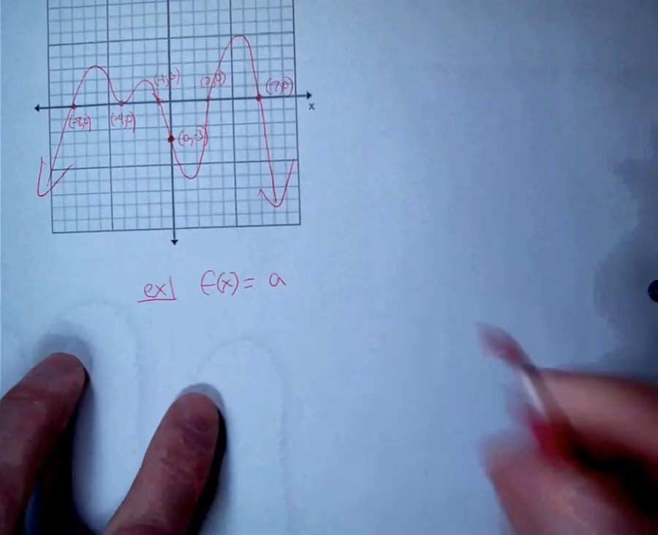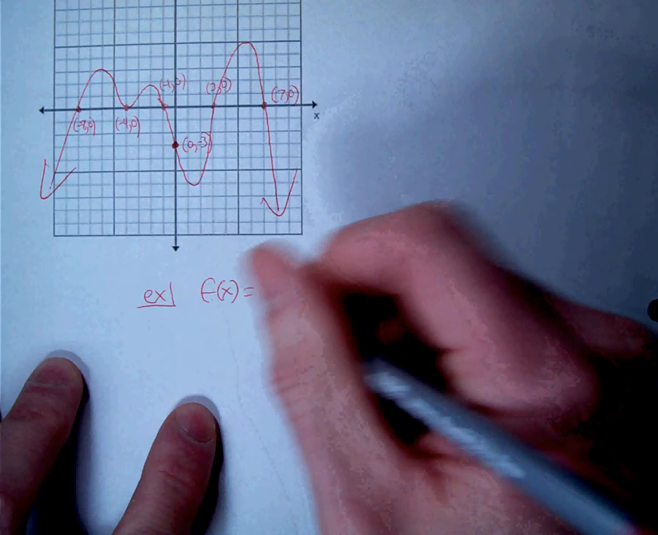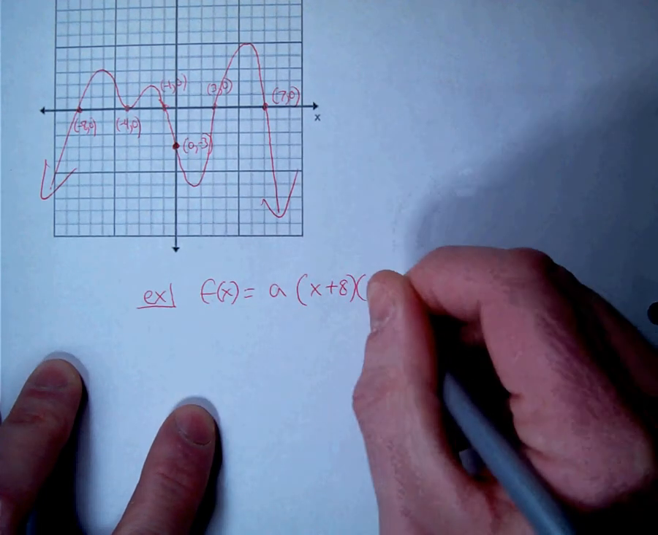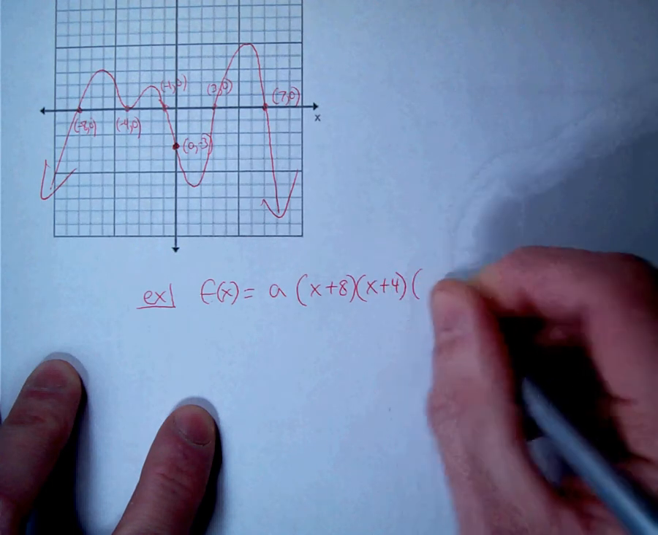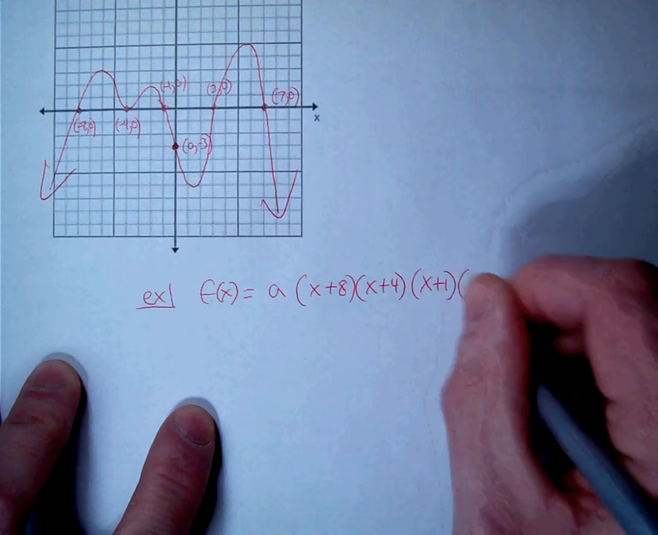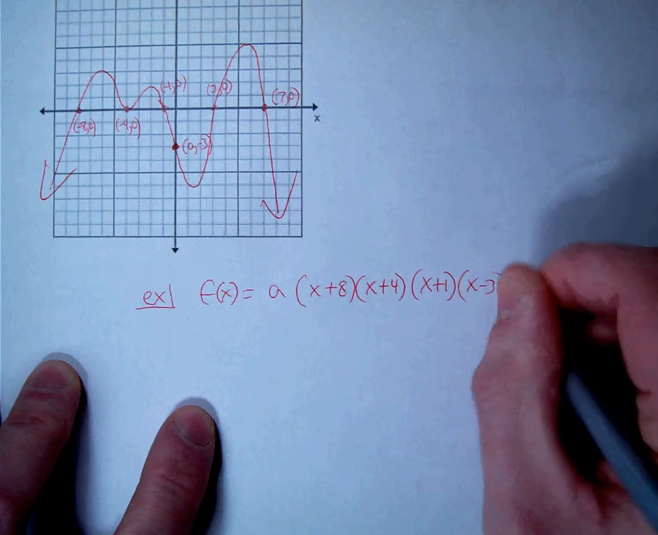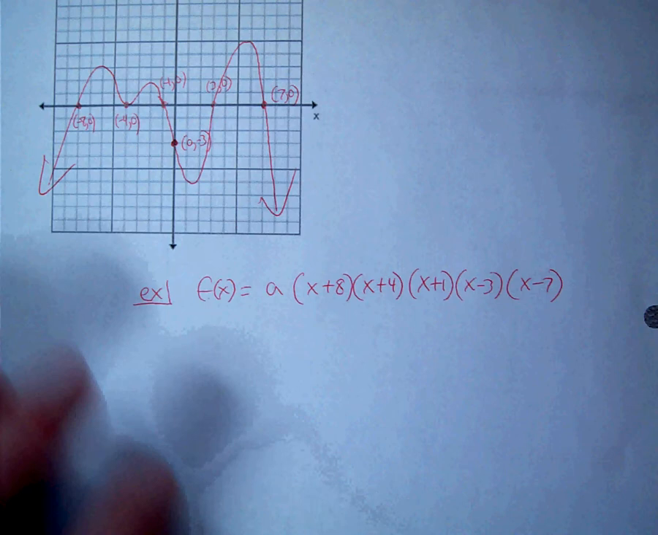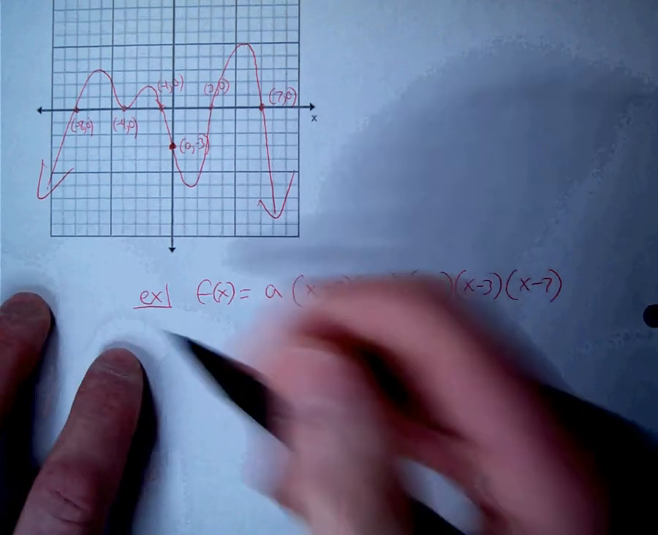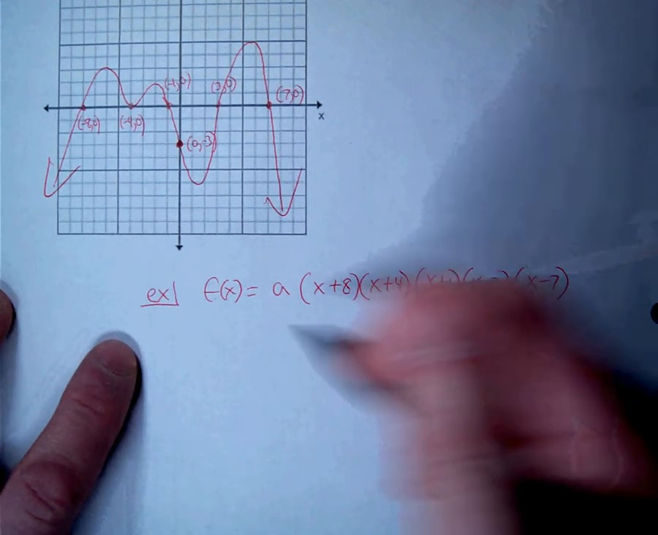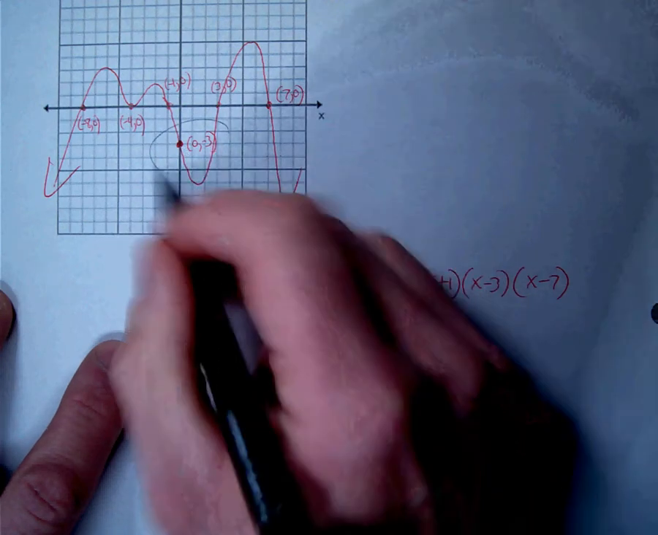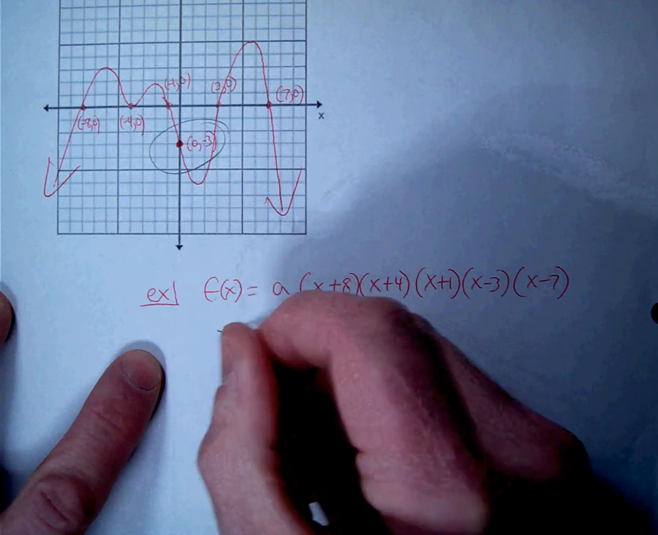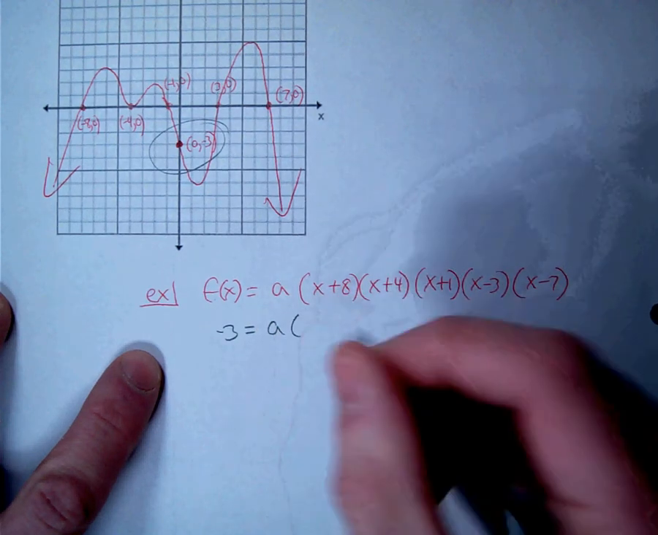Leave the a in there. We don't know what the leading coefficient is just yet. We're going to have to solve for it. (x + 8)(x + 4)(x + 1)(x - 3)(x - 7). And now use your extra coordinate. I guess I'll switch colors here. Use your extra coordinate (0, -3) to help you solve for the leading coefficient.